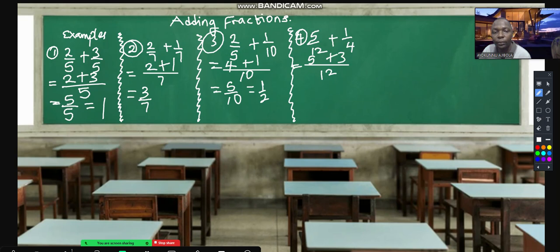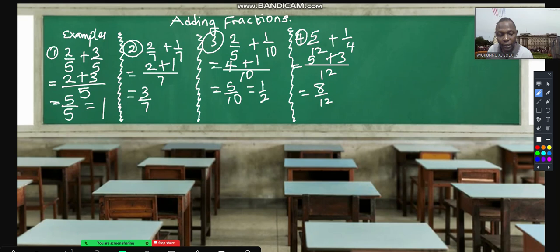Then the answer is 8 over 12. And you can divide both of them by 4. You can also divide it by 2, but 4 is the highest, so you divide it by the highest common factor. So you divide both of them by 4. 8 divided by 4 is going to give me 2. And 12 divided by 4 is going to give me 3. So your final answer is 2 over 3.